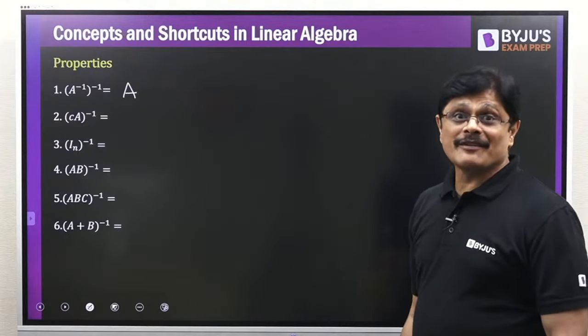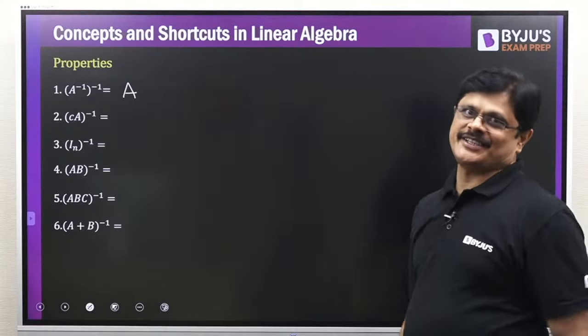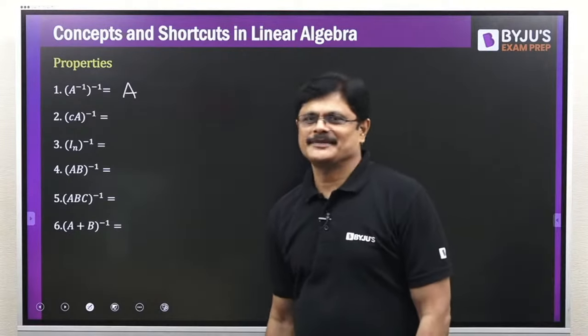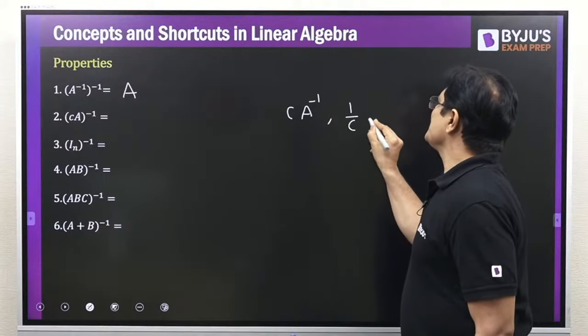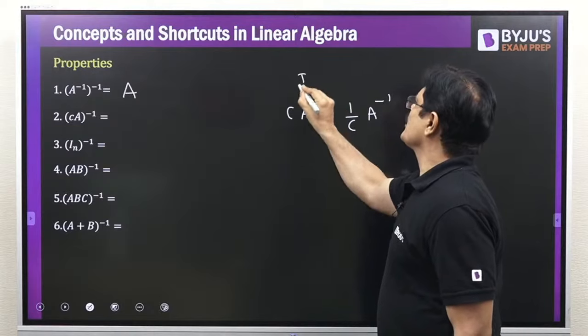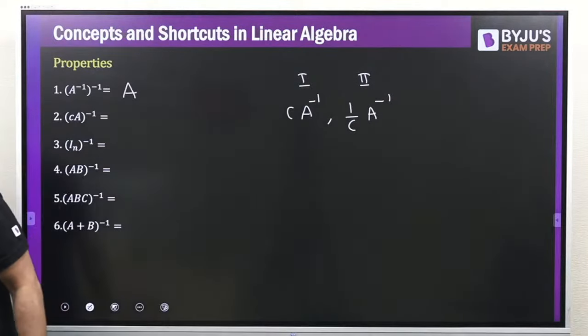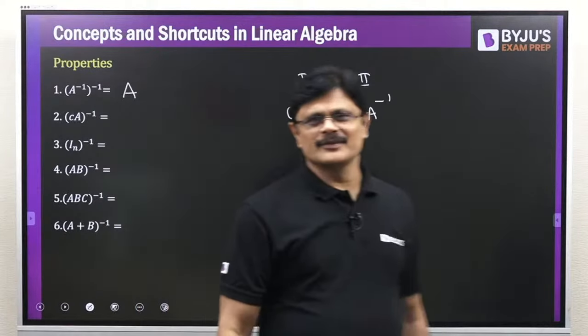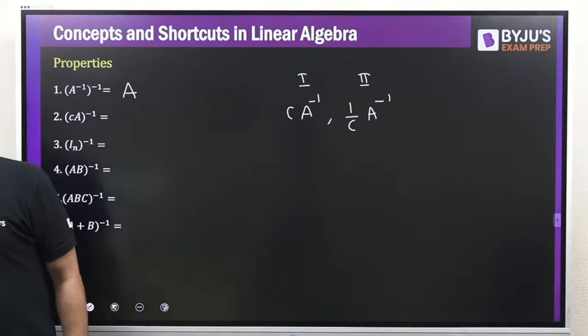Okay, what about CA whole inverse? C is a constant, a non-zero constant. What is CA whole inverse? Whether it is C into A inverse, or 1 by C into A inverse. Let's call it 1 and 2. I will just give two options. Yeah, some people answered, oh wonderful. Second one also, we are getting a slight delay, no problem. Anyone answers? 1 or 2?